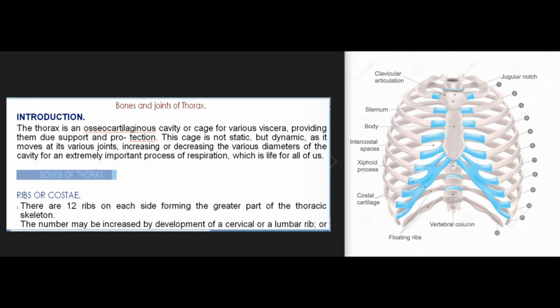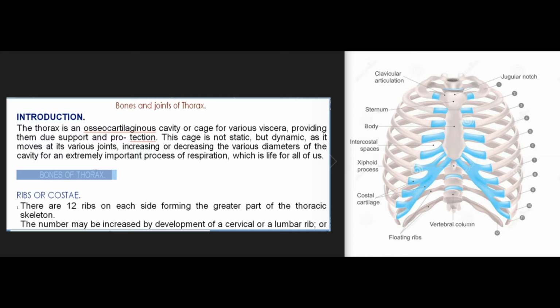Bones and joints of thorax. Introduction. The thorax is an osseocartilaginous cavity or cage for various viscera, providing them due support and protection. This cage is not static, but dynamic, as it moves at its various joints, increasing or decreasing the various diameters of the cavity for an extremely important process of respiration, which is life for all of us.